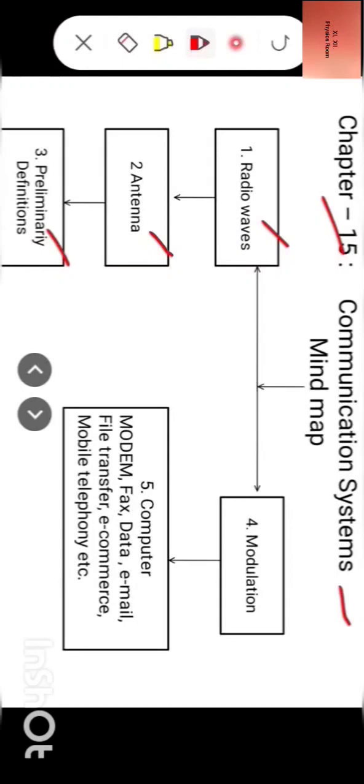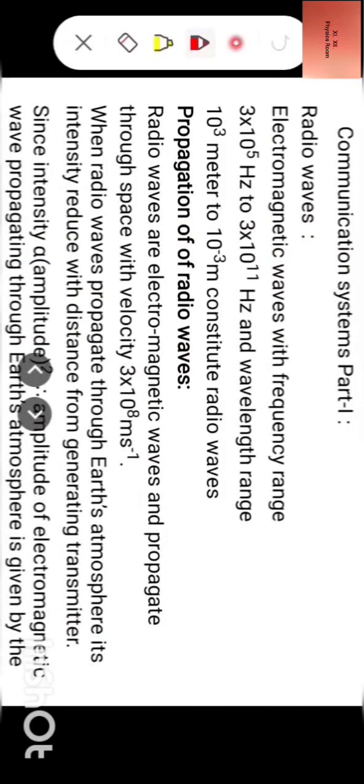In the fourth step, we will try to understand modulation, and in the fifth phase, we will learn the basics of computer, that is modem, fax, data, email, file transfer, e-commerce, and mobile telephony, etc. So according to this mind map, we will be proceeding to learn the basics of communication systems. Okay, now we start part by part. First we take up communication systems part 1, radio waves.